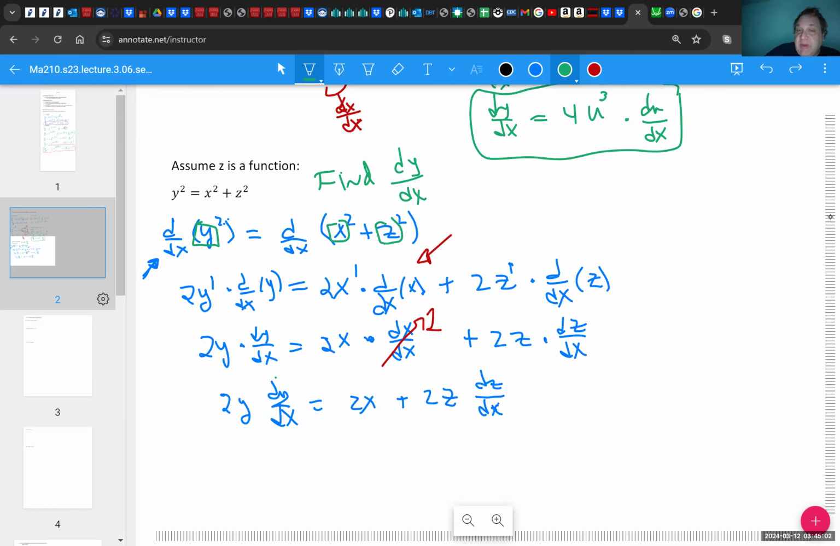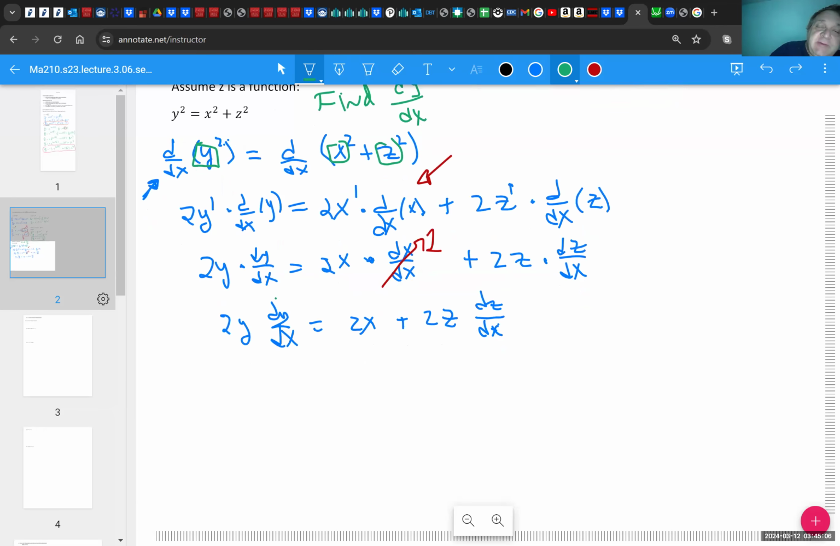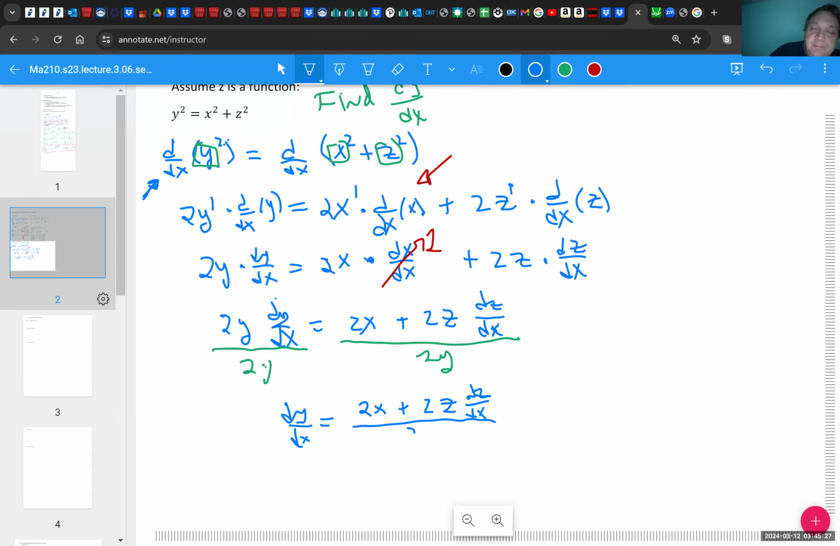So since it's a multiplication problem, the opposite of multiplication is division. I will just divide by 2y on both sides. And that will isolate the dy/dx. So I get this fraction, 2x plus 2z dz/dx, all divided by 2y. And that is my derivative, dy/dx.